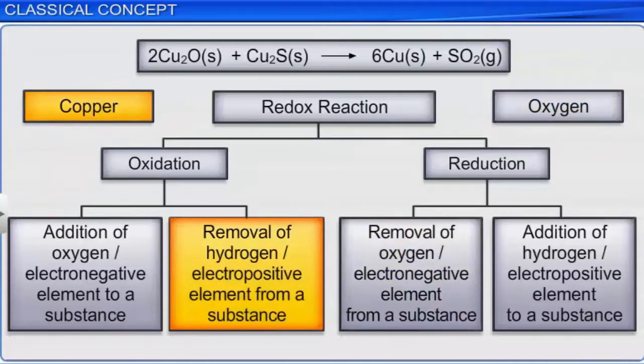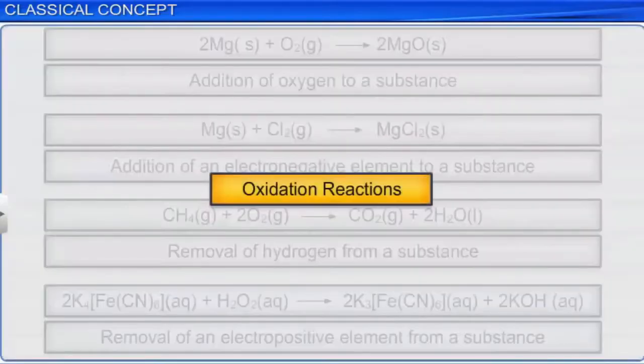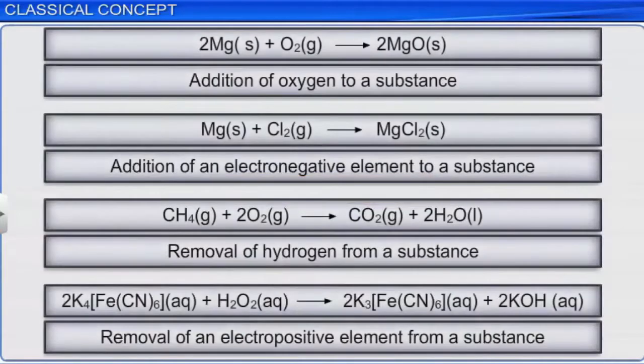According to the classical definition of oxidation, here are some examples of oxidation reactions. In the first equation, adding oxygen to magnesium gives us magnesium oxide. In the second equation, chlorine, an electronegative element, is added to magnesium. The result of this reaction is magnesium chloride. In the third equation, hydrogen is removed from methane, which is oxidized as carbon dioxide. The resultant product is carbon dioxide and water.